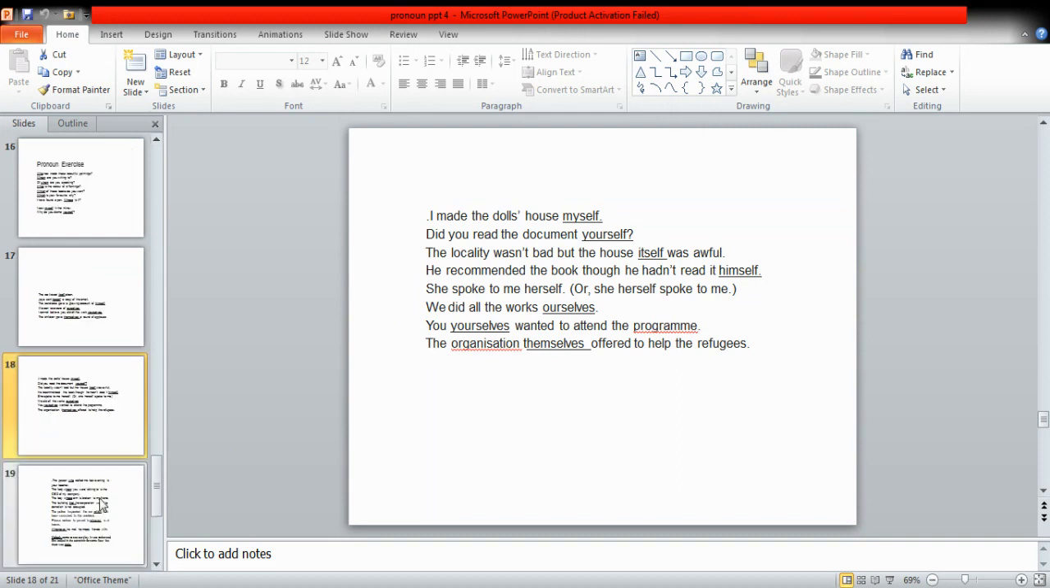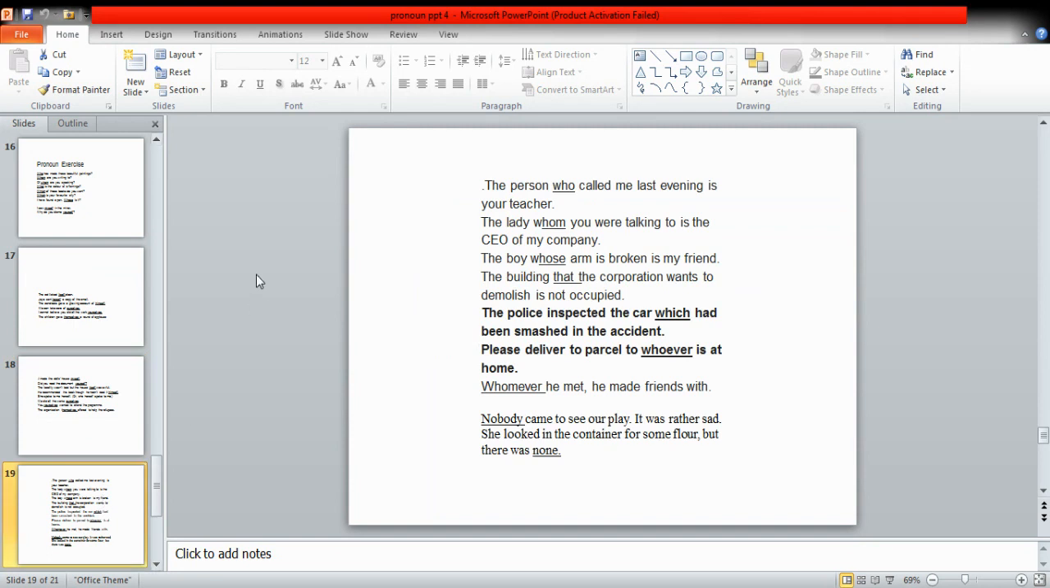Then we come to some other practice sentences. The person who called me last evening is your teacher. It means that who is acting as a relative pronoun. The lady whom you were talking to is the CEO of my company. Whom is again acting as a relative pronoun. The boy whose arm is broken is my friend. Whose and that, they are relative pronouns. The building that the corporation wants to demolish is not occupied. That is again acting as a relative pronoun. The police inspected the car. This is one idea.